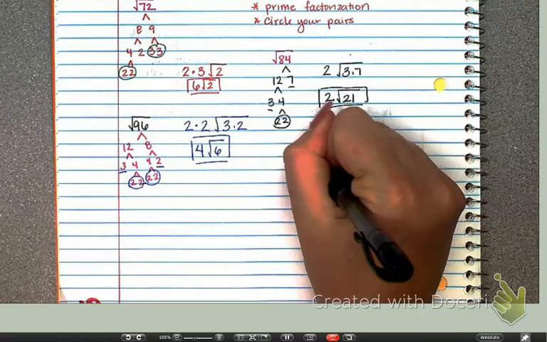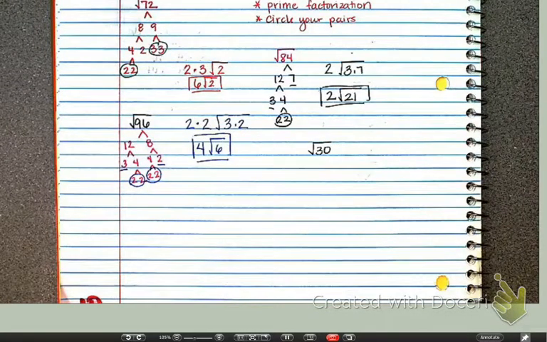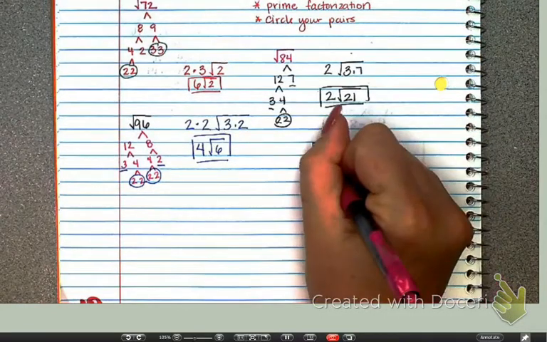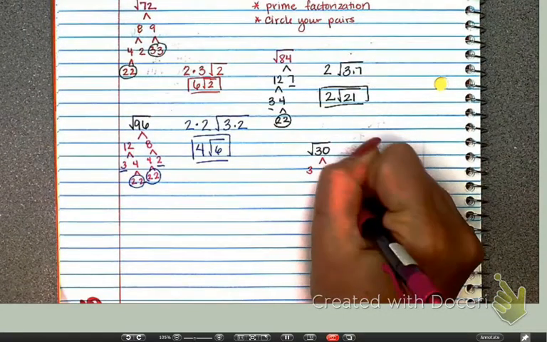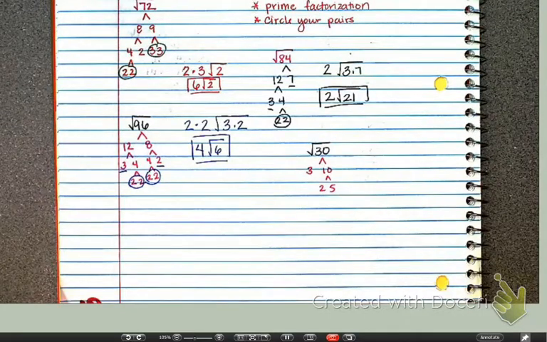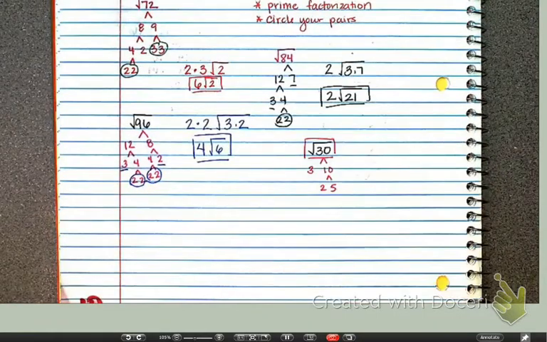Okay, try this one. Find the square root of 30. Oh, question. Answer. 3 and 10 or 6 or 5? Either one. So if you break this down to 3 and 10, or 6 and 5, it doesn't matter. 10 breaks down to 2 and 5. Do I have any pairs? Which means nothing comes out and everything stays inside. So my final answer is the square root of 30. You can't simplify it anymore.